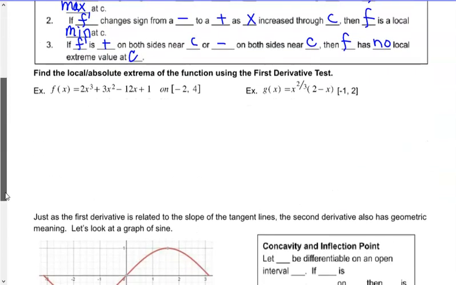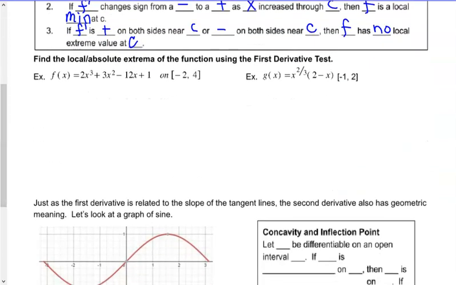And how can we use that? Well, that now identifies increasing, decreasing, local max, local min, no local max or no local min. And so we would be able to then get some more information about our graph. So we want to find the local absolute extrema of the function using the first derivative test.